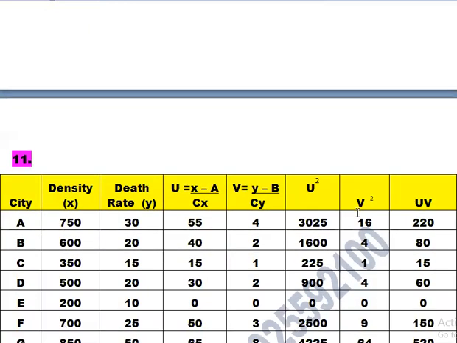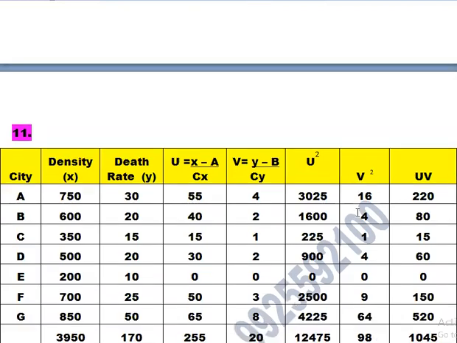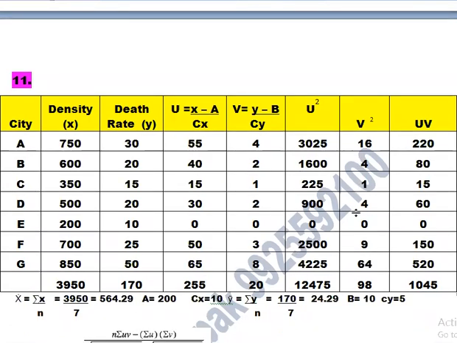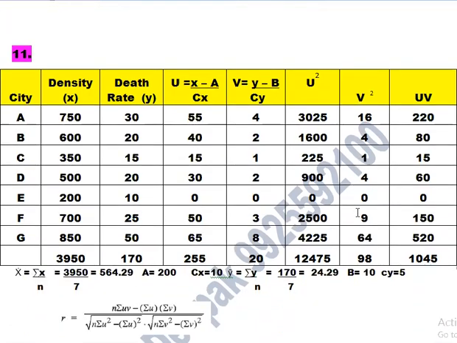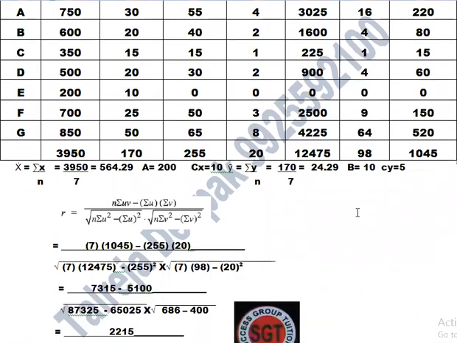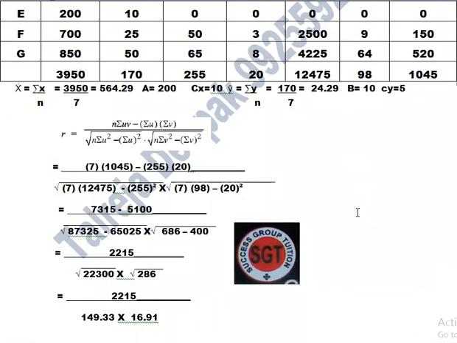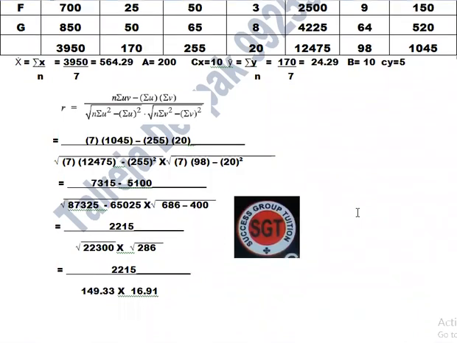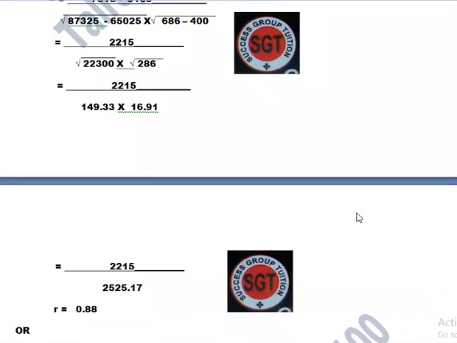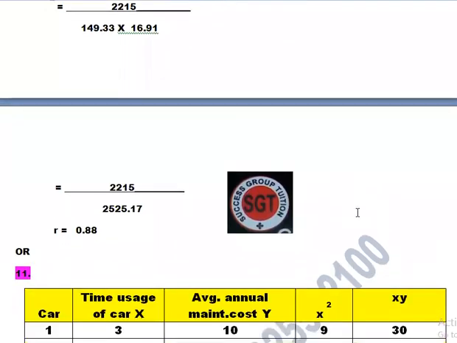Last question of the paper, question number 11, is from the correlation chapter. By using the formula of UV, we'll find out the value of r. One more question is given in the option of question number 11, that is from the regression chapter.